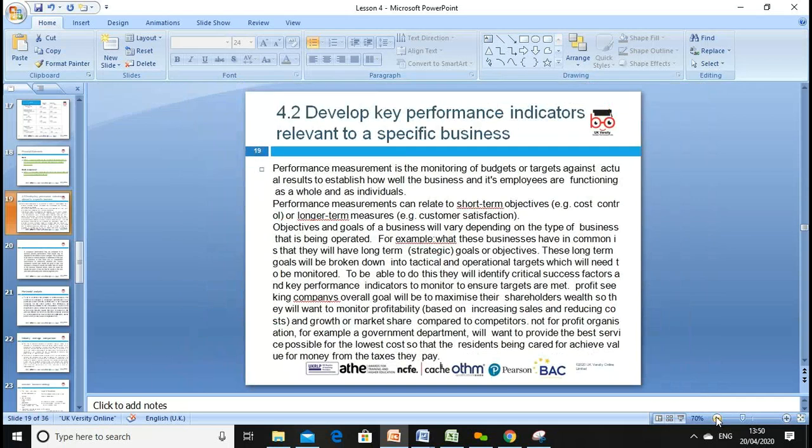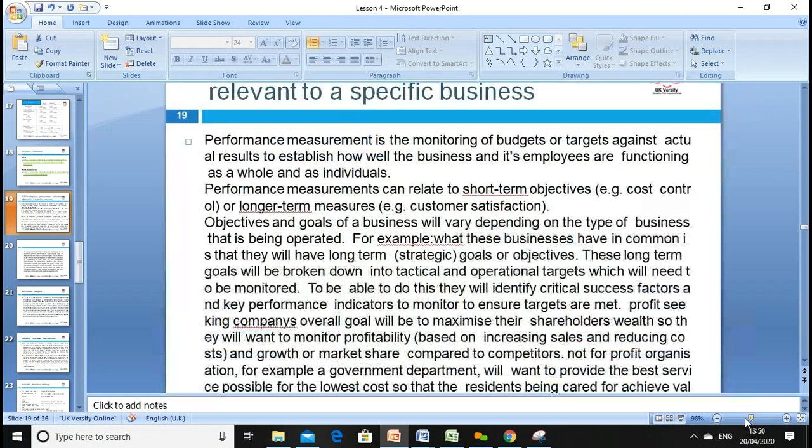Okay, then next we're looking at developing a key performance indicator. Performance measurement is the monitoring of the budget or target against the actual result to establish how well the business and its employees are functioning as a whole and as individuals. Performance measurement can be related to short-term objectives, cost and control, and longer-term measures and customer satisfaction. The objectives and goals of the business will vary depending upon the type of business.